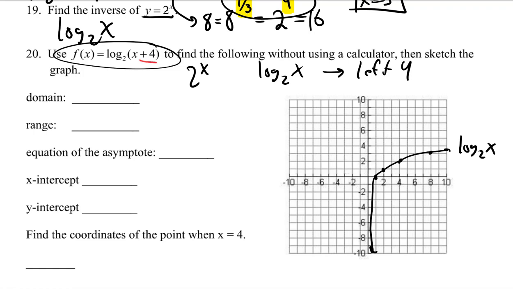Now, to deal with this left 4, it's not a big deal because I'll just shift a bunch of points left 4. And then reconnect. And that's what f of x is supposed to look like.